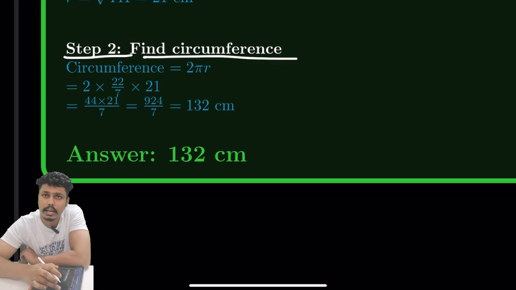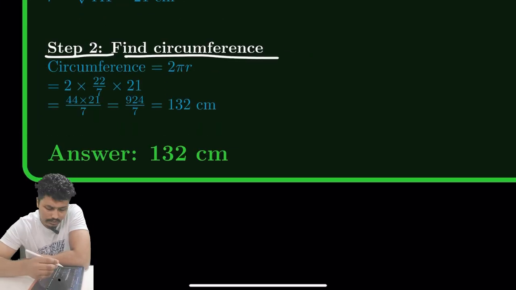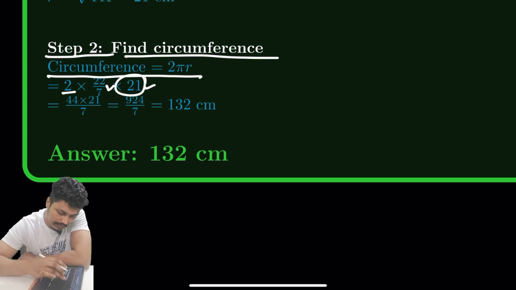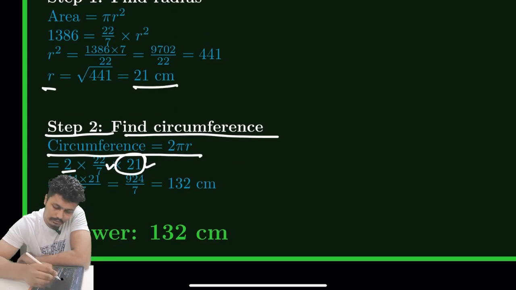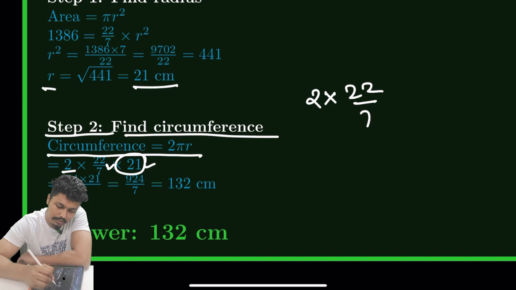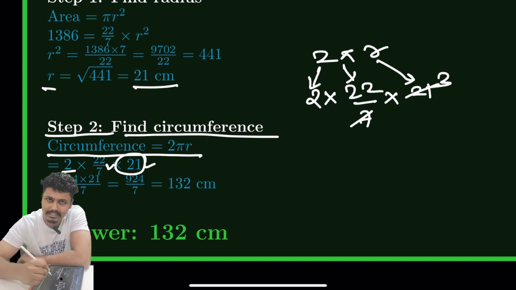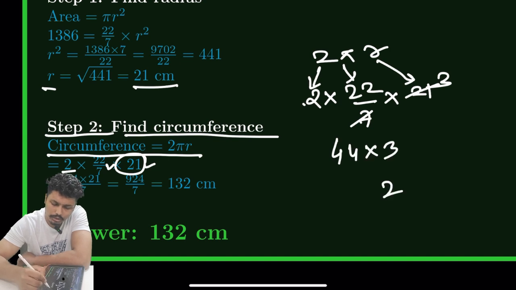Step 2: find the circumference. How to find out the circumference? Circumference is 2 pi r. So circumference is 2, pi is 22 by 7, r is 21. From where 21? We have found out just now, r comes out to be 21. So 2 into 22 by 7 into 21. 7 3s are 21. Multiply all these three things: 22 2s are 44, 44 into 3, 4 3s are 12, 4 3s are 12 and 1 is 13, 132.